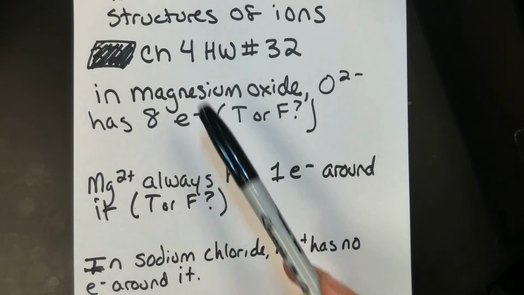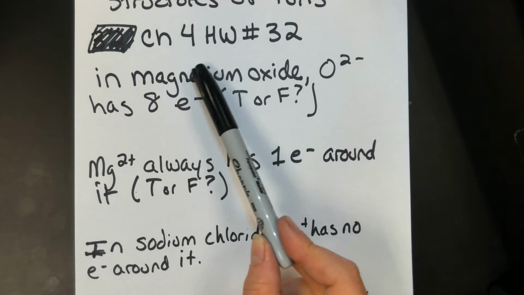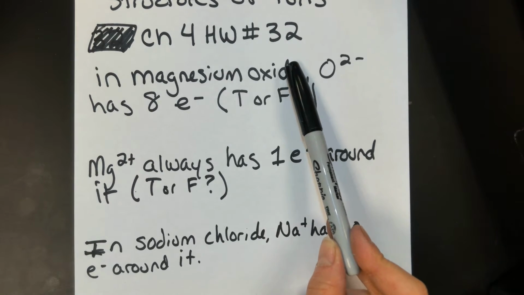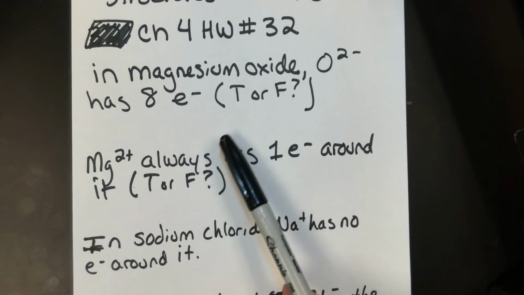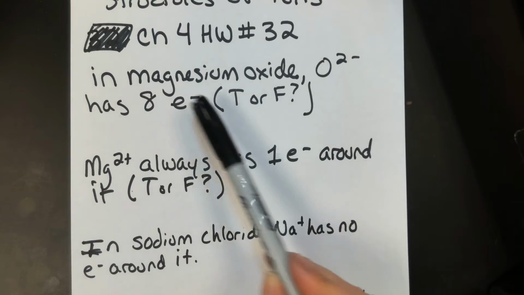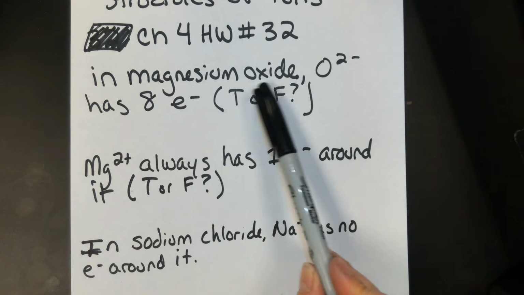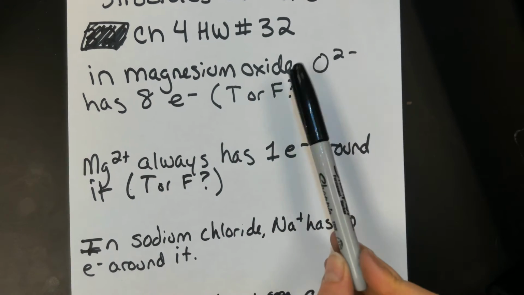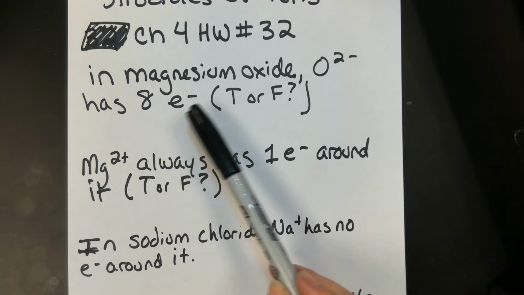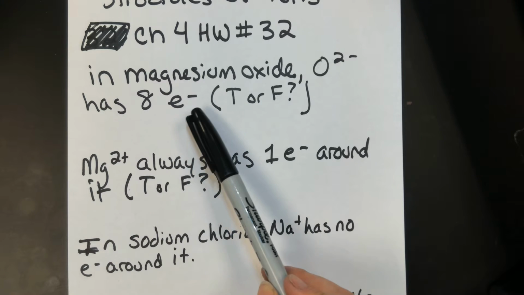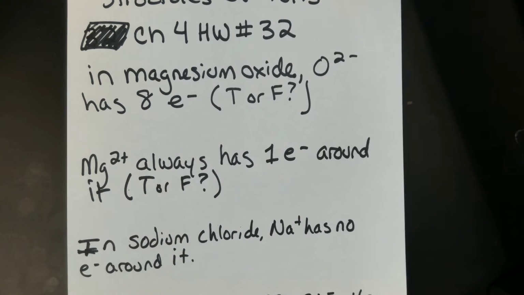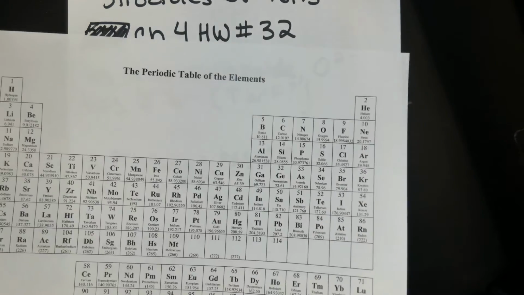So this one is taken directly from your homework. It is from Chapter 4, homework number 32. And it's a bunch of true-false questions. But the first one says, in magnesium oxide, O2 minus has 8 electrons, right? So I'm not a super big fan about how it's worded, but let's consult the periodic table.